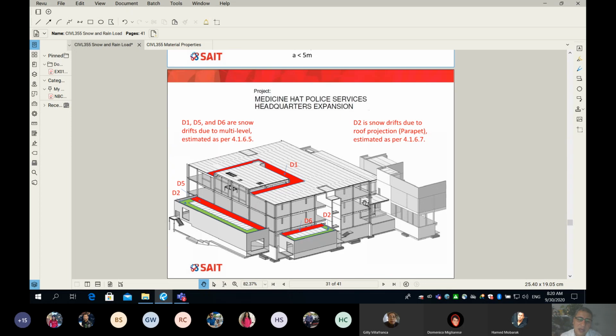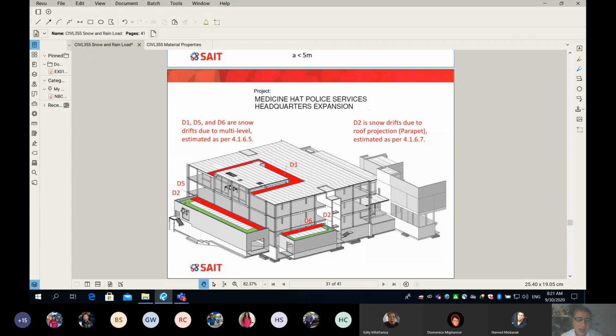Number 1, here is a building, and you can see we have reasons for accumulation, but the way we estimate them is different. For example, look at D1, D5, and D6, and I'm already marking D1, D5 and D6 here on my 3D. The source here is due to multi-level. There is a higher level roof next to a lower level roof, and we get accumulation in red. How do we estimate them? According to item or clause 4.1.6.5.